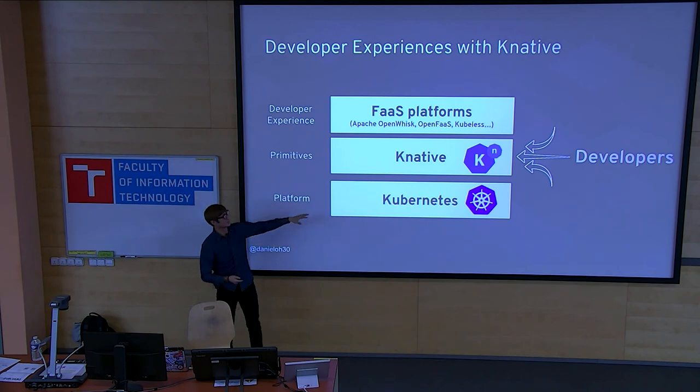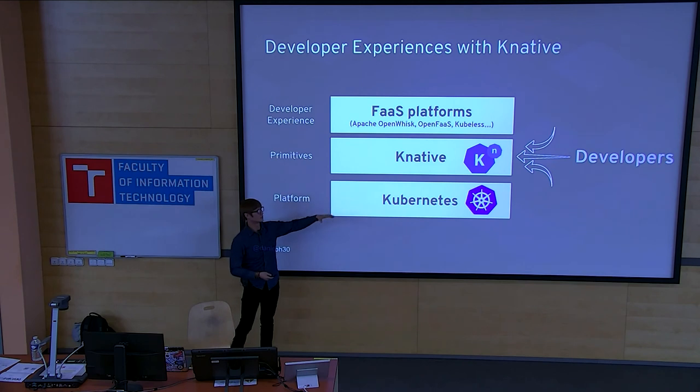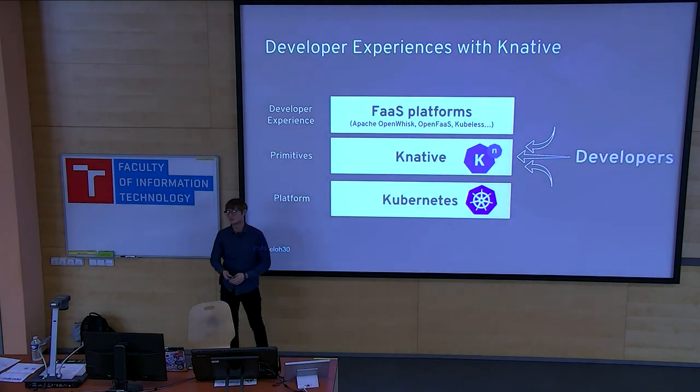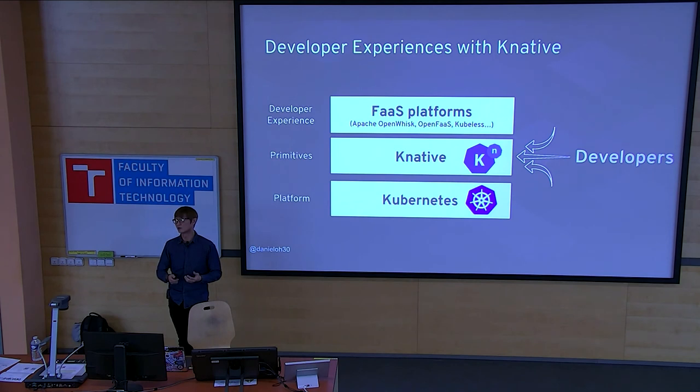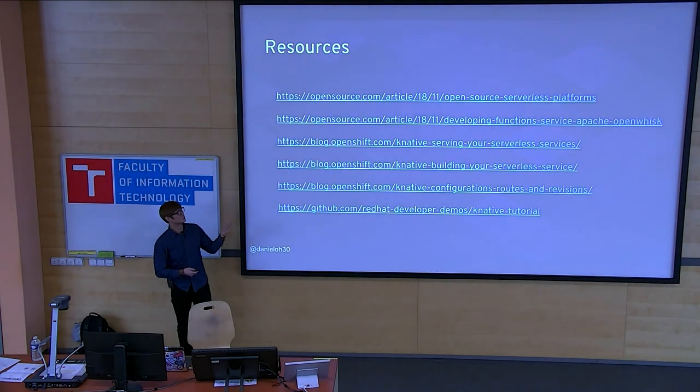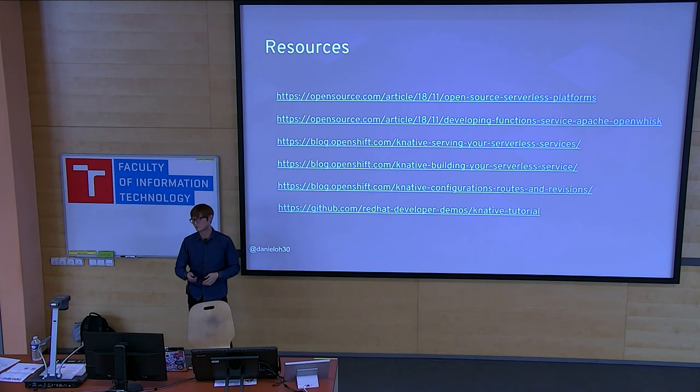So the last thing is, now developers can use Knative instead of Kubernetes itself, or you can use, if you have a FaaS platform like Apache OpenWhisk or another project, if you want some fancier CLI, debugging, web UI, et cetera. So here are my sources. You can go through opensource.com. There are many serverless and Apache OpenWhisk related articles, and there are Red Hat blogs and also a Knative tutorial. You can follow that yourself.